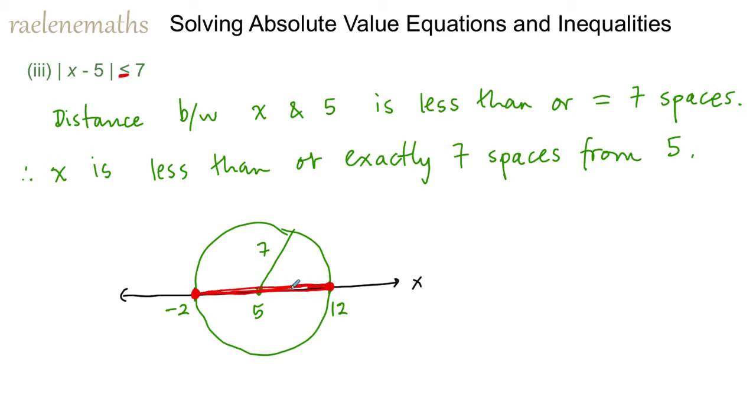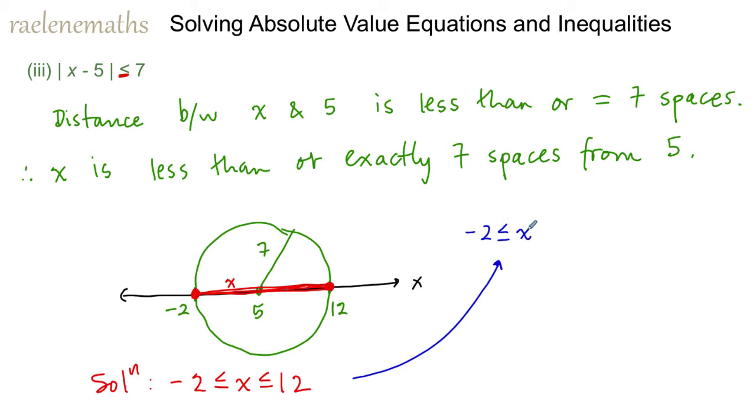And so here we end up getting a solution that says x is any point in red, which happens to lie in between the negative 2 and the 12. So negative 2 is less than or equal to x, which is less than or equal to 12. Coincidentally, this is a compound inequality, and if we were to separate that compound inequality, it would say negative 2 is less than or equal to x, and x is less than or equal to 12.